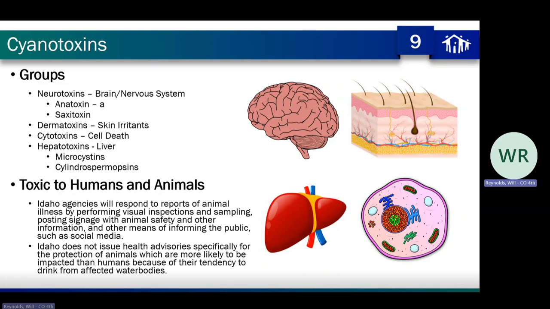And yes, of course, these toxins are toxic to humans and animals. Idaho agencies will respond to reports of animal illnesses by performing visual inspections and sampling, posting signage with animal safety and other information, and other means of informing the public as well, such as social media. However, Idaho does not issue health advisories specifically for the protection of animals, which again are more likely to be impacted than humans because of their tendency to drink from their affected water bodies and for other reasons that are less well researched as well.